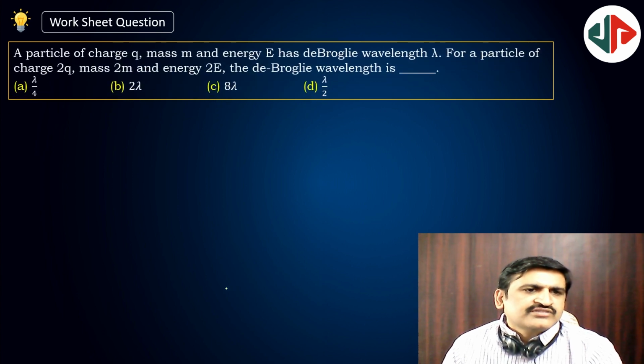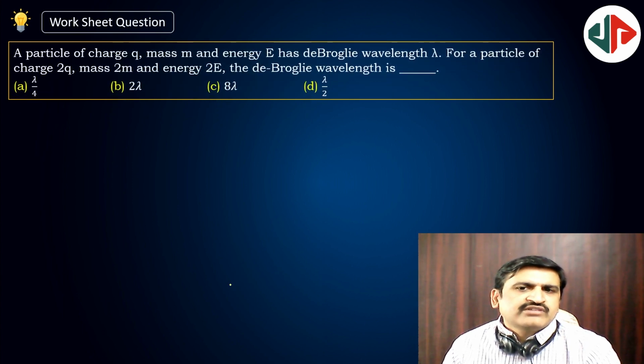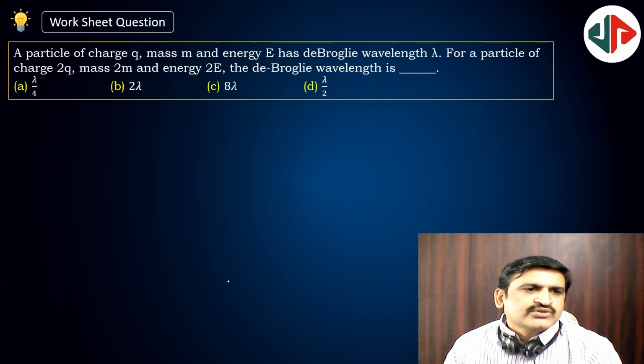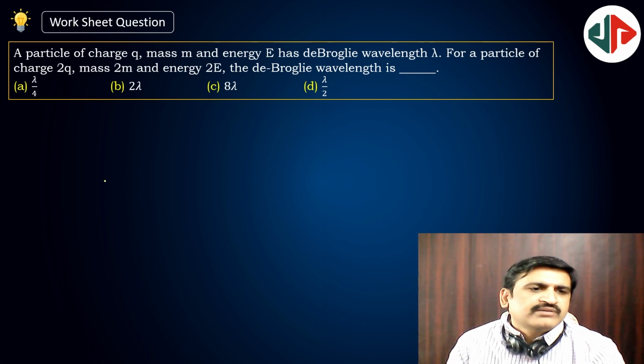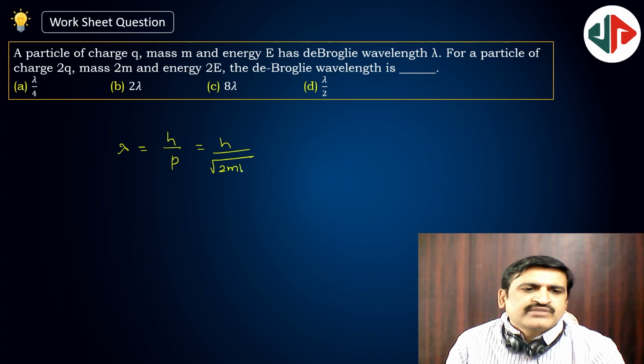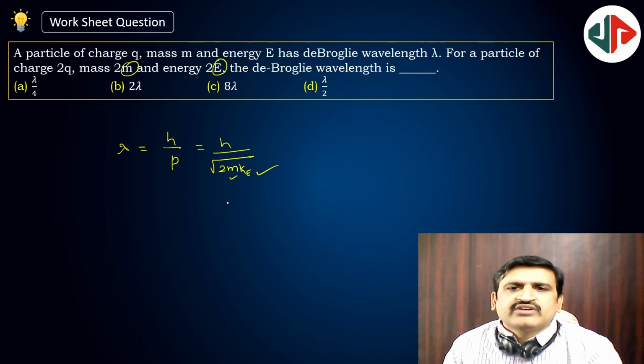A particle of charge q, mass m, energy E has de Broglie wavelength lambda. For a particle of charge 2q, 2m, 2E, what will the de Broglie wavelength be? De Broglie wavelength lambda is equal to h by p, that is equal to h by square root of 2mKE. Charge is not here, so no need to consider it; we only have to think in this aspect.